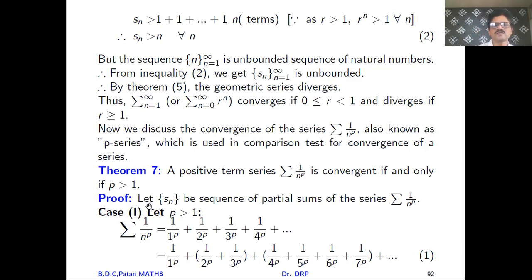So what is theorem number 7? A positive term series summation 1 upon n raised to p is convergent if and only if p is greater than 1. The geometric series is convergent if the common ratio is less than 1, and divergent if it is greater than or equal to 1. And the p series is convergent if p is greater than 1, means if the power of n in the denominator is greater than 1, then the positive term series summation 1 upon n raised to p is convergent. So easily we will prove that theorem also.